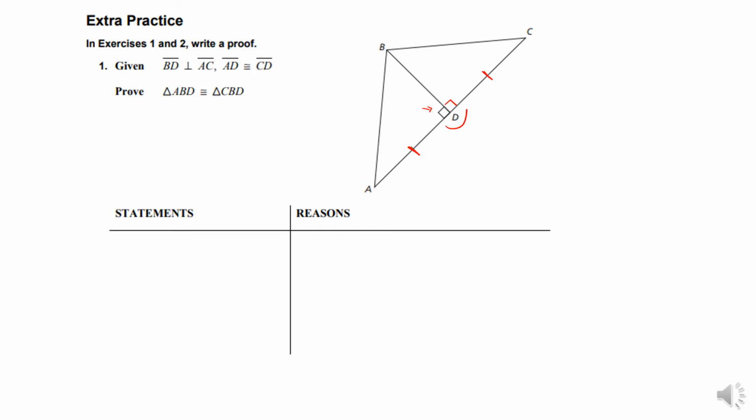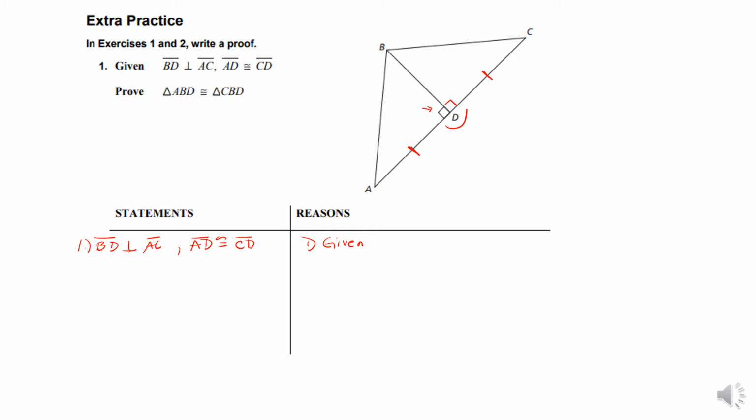So look at those. So the first thing we're going to do is put our givens. So number 1 is BD is perpendicular to AC, and AD is congruent to CD. And those are given. And you can put them on separate lines or together, your choice. Okay, so we're trying to prove that ABD is congruent to CBD. Okay, so we've got to prove some more stuff.